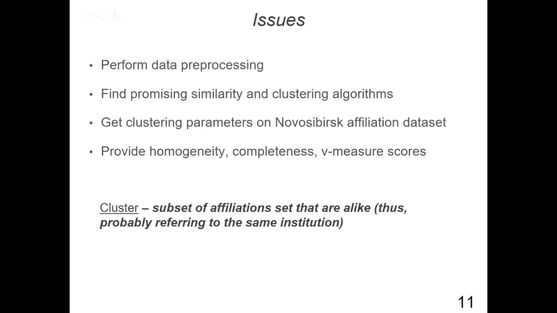So what are my tasks? Perform some data preprocessing, and I'll tell you what. Then try some promising similarity and clustering algorithms. Then try this clustering on the Novosibirsk affiliation data set and write some scores that are applicable to clustering results. In that sense, a cluster is a subset of affiliations that are alike. For example, Institute of Cytology and Genetics and Institute of Cytology and Genetics with a missing space should come to one cluster.